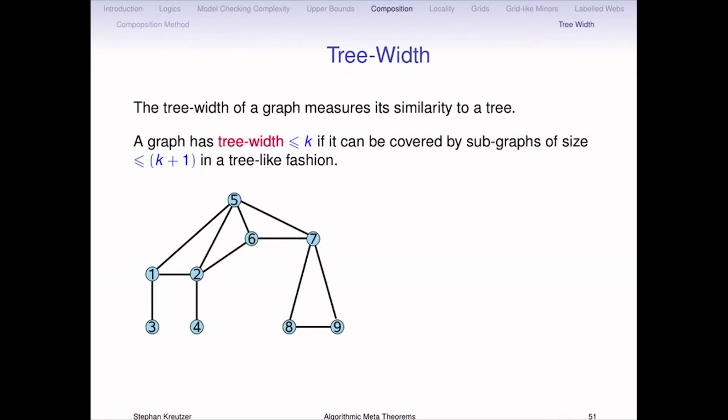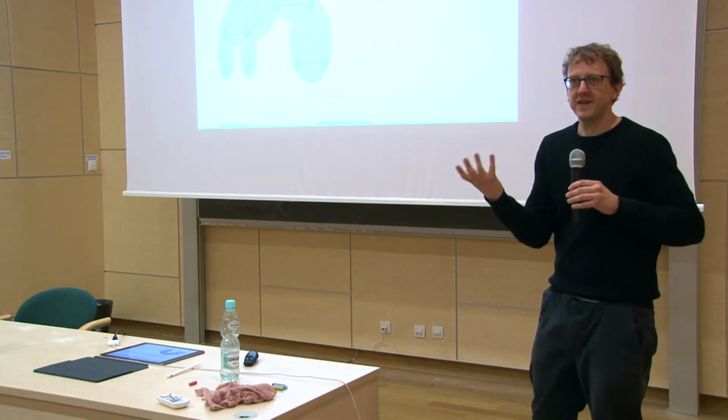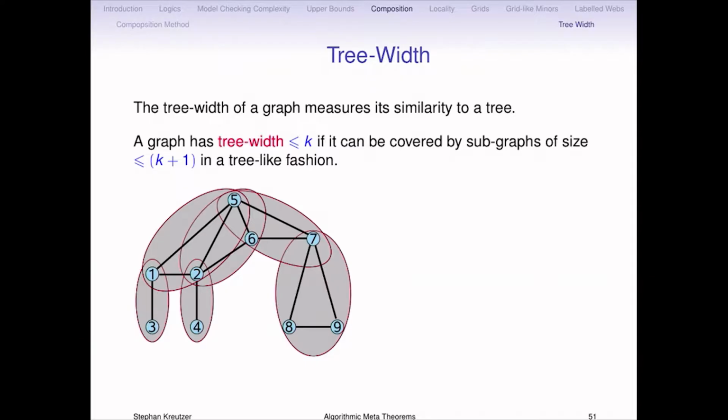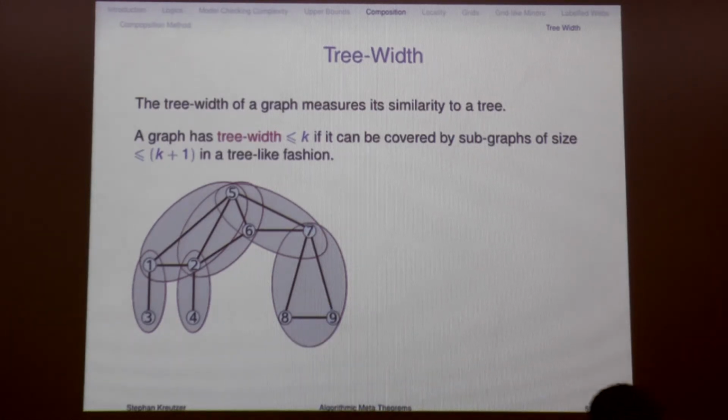And tree width is a graph measure that captures how close a general graph is to being such a tree. If you look at this graph, you see it's not a tree, but it looks like a tree. We say it has tree width at most k if you can cover it by subgraphs, so that the overlap of these subgraphs looks like a tree. They're arranged like a tree, there are no cycles of the subgraphs, and every subgraph has size at most k plus 1. So here it would be just 2, I think, because each of these subgraphs only has 3 vertices in it. 1, 2, 3 in each of these patches.